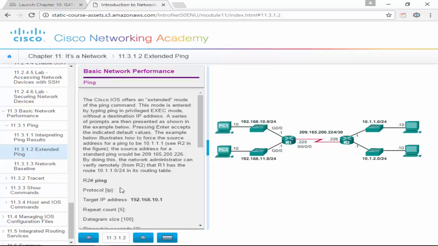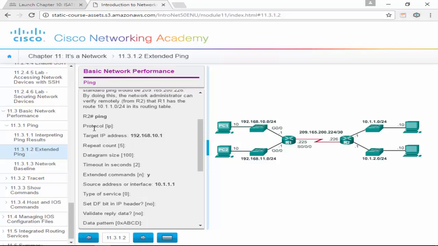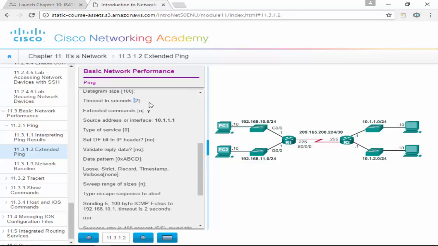Extended ping is on our iOS's. We can say ping, enter, and we can enter in all this stuff, right? So we can choose a protocol. So we can choose IP or IP version 6 or AppleTalk or whatever layer 3 protocol we want to use. The target address, how many times we want to send a ping, the size of the ping, the timeout of the ping, and if we do this extended command, we can then say, hey, source address, and all this. I never knew any of the other stuff, but you could, I guess.